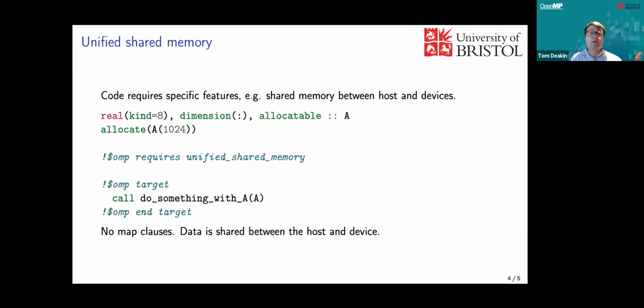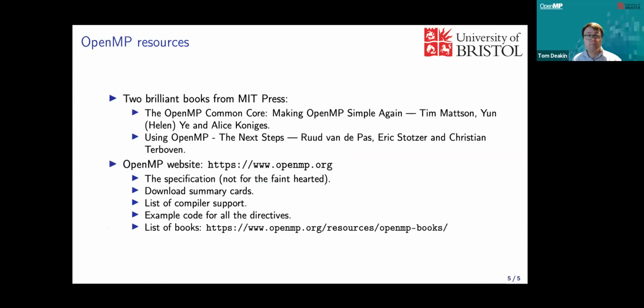So notice that I can have a target region that does something with A, either in a simple subroutine or something, but I haven't had to map. There are no map clauses here, and data is going to be shared between the host and the device. Now, if you have modern enough hardware that can support unified shared memory, this is a good way of getting a large legacy application running on the GPU. And then later, we can start optimizing those memory transfers by using map clauses and setting up the device data environment ourselves. But it's a useful way to get started.